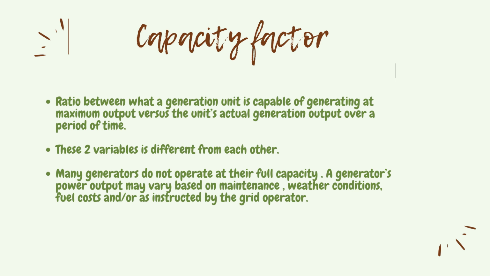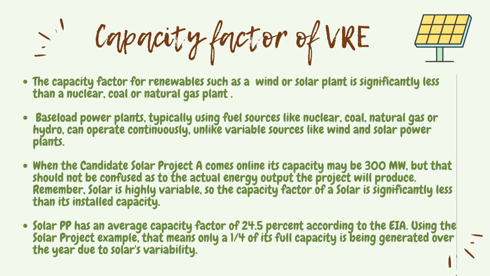The capacity factor for renewable sources like wind or solar is significantly less than nuclear, coal, or natural gas power plants. This is because of the variability of the wind and sun. Power plants, typically nuclear, coal, natural gas, or hydro, can operate continuously, unlike variable resources like wind or solar.